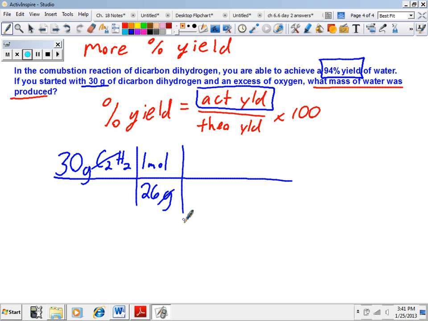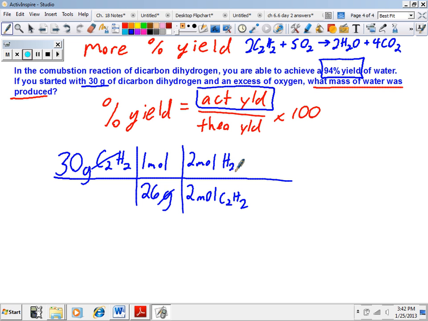And we need the, oh shoot, I forgot to put that up there. We're going to need the chemical equation. Remember, it's 2C2H2 plus 5O2 is going to yield 2H2O and 4CO2. And that's going to give us our molar ratio of 2 to 2. Hey, it's a 1-to-1 molar ratio. Fantastic. So let's see here. We've got 2 moles of C2H2, and we've got 2 moles of water.